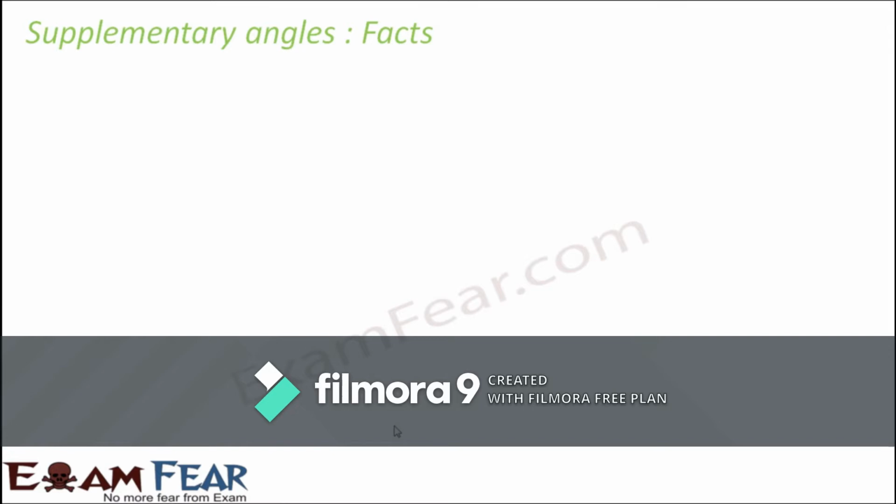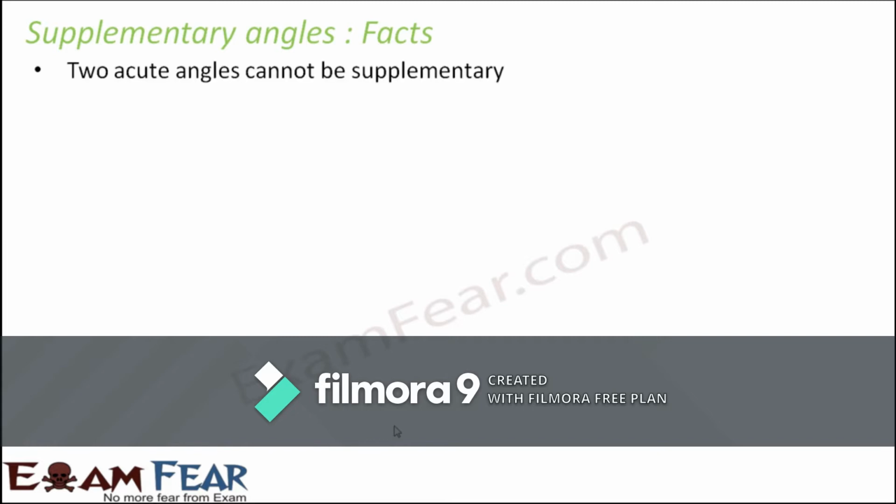Now, let us look at some similar facts on supplementary angles. So let us quickly look at the facts with regards to supplementary angles. Now, do you think that two acute angles can be supplementary? No, never. Why? That's because both of these angles are less than 90 degrees.